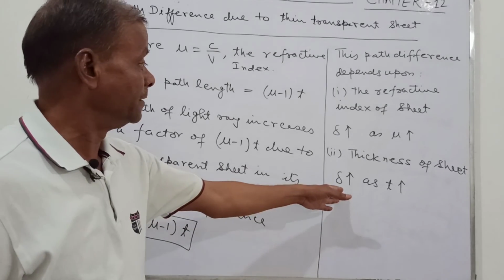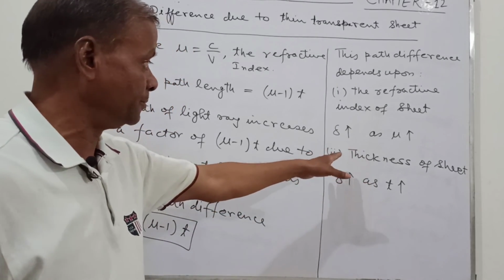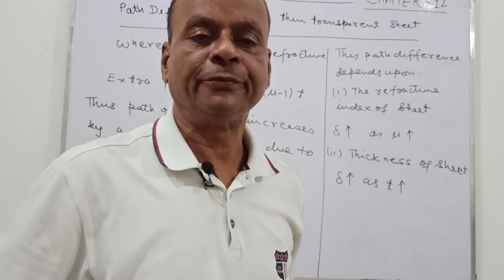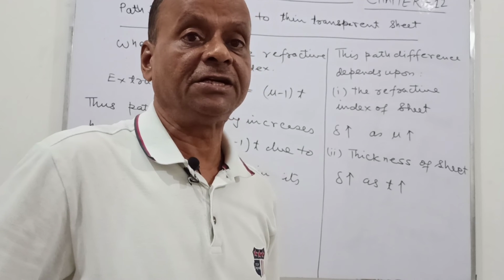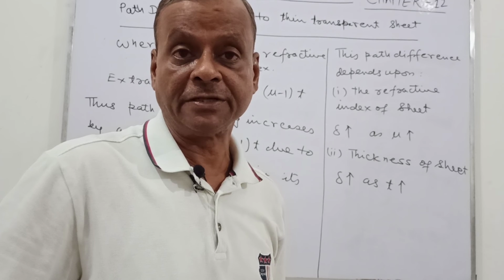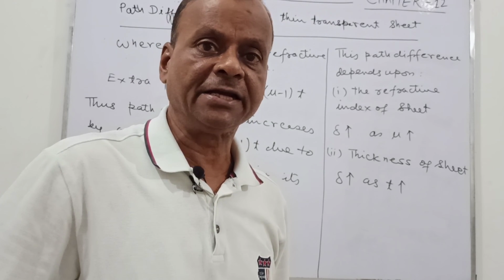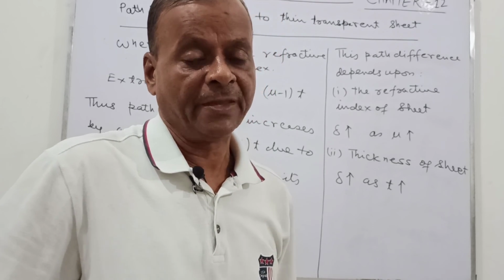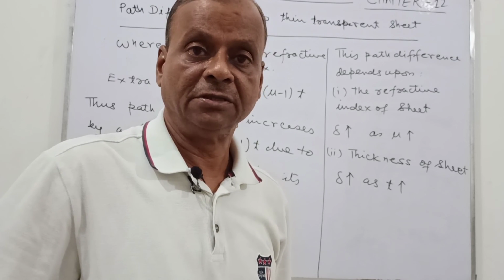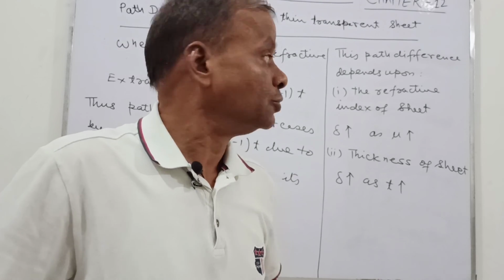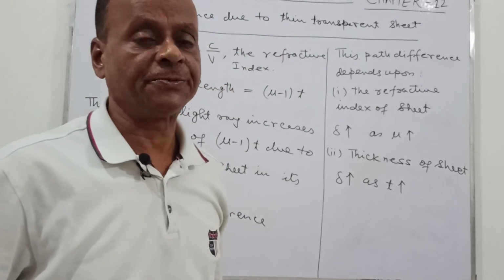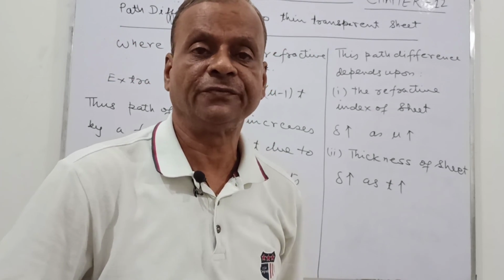So this is the dependence of the path difference due to the thin transparent sheet. This is very important because we may study what will happen if such a sheet is introduced in Young's double slit experiment. Is there any kind of displacement of the fringes or not? Or if that is so, then what will happen to the central fringe in this experiment? So this is about the path difference due to the thin transparent sheet introduced in the path of light.